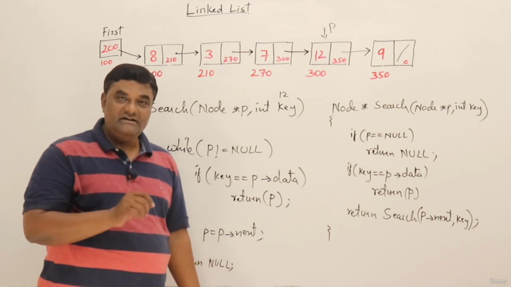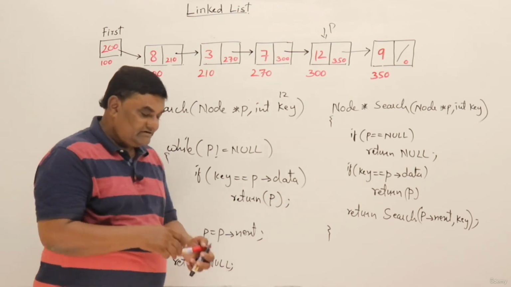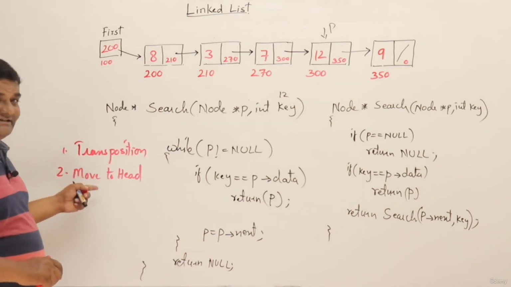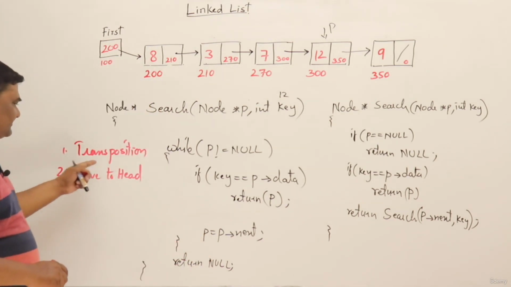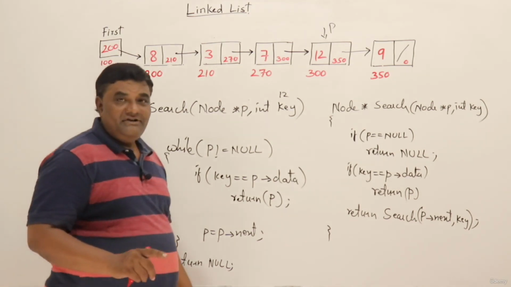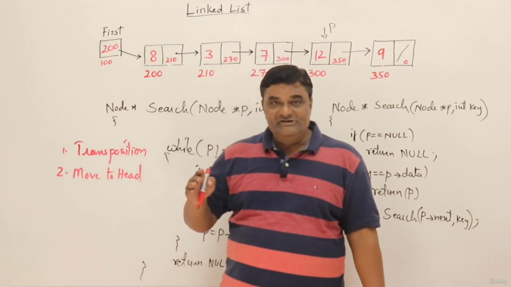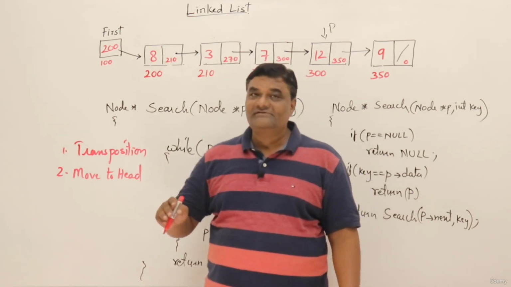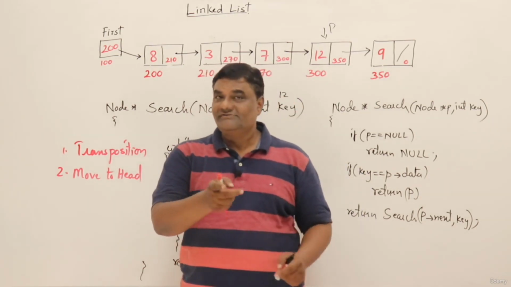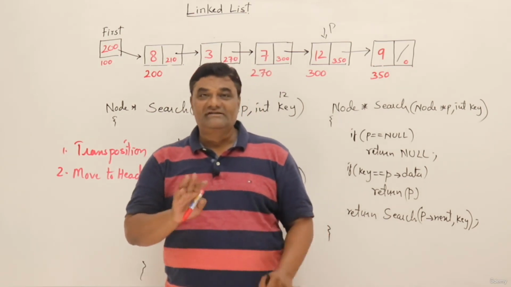In searching in an array, I have shown you there are two methods. For improving linear search, we have seen two methods, that is transposition and move to head. We have already learned this in arrays. So transposition, this procedure is for improving, so that next time when you search for the same key, it can be found in less time.